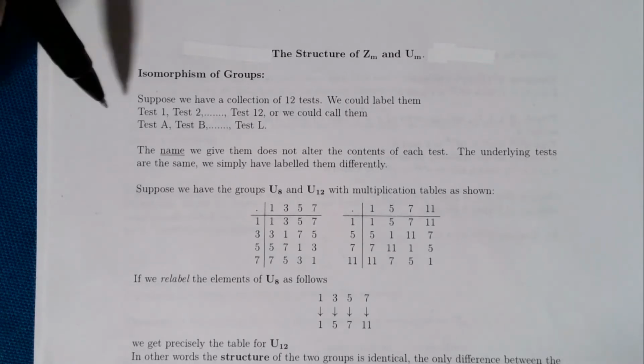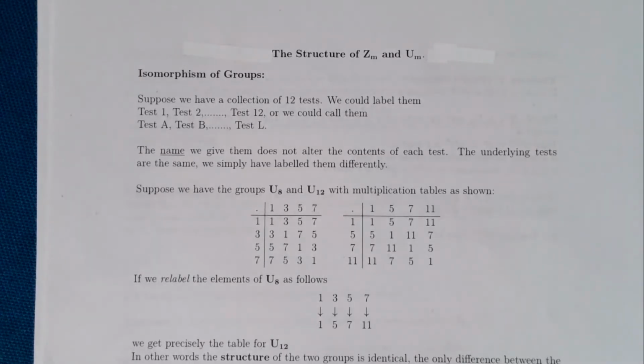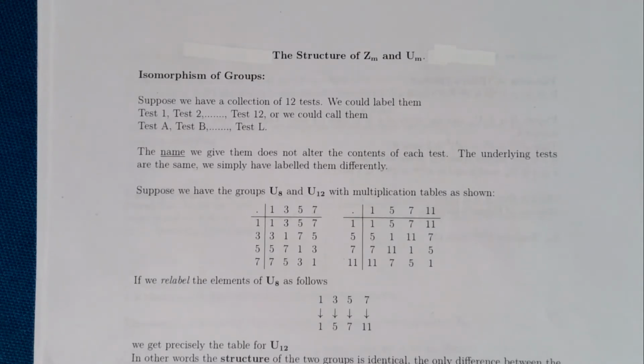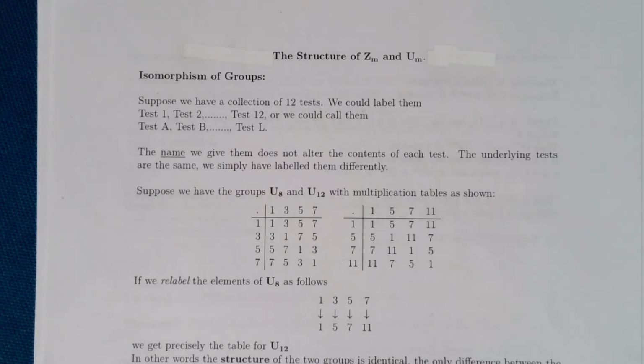A very simple example: suppose I've got a collection of 12 tests. I could label them test 1 up to test 12, or I could take each of the tests and relabel them as test A up to test L. The name we give them doesn't alter the contents of each test. They're the same test, I've just given them different names. Well, that's a very trivial example of this idea of isomorphism.